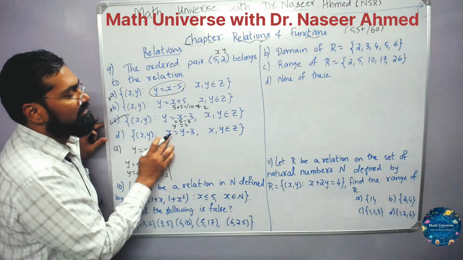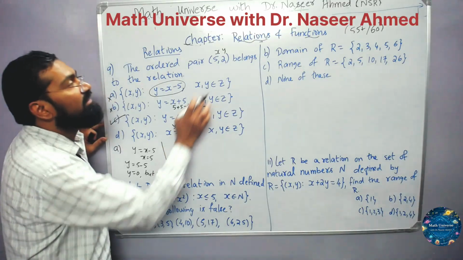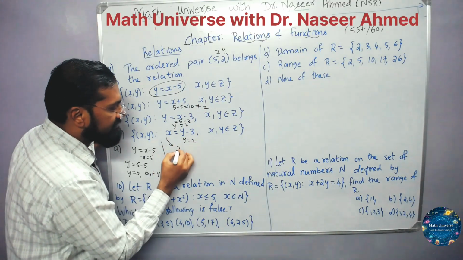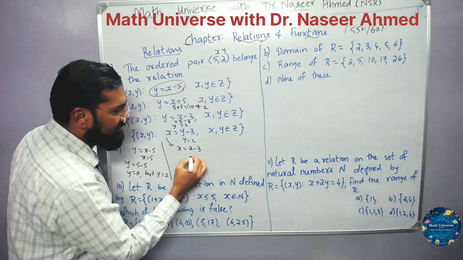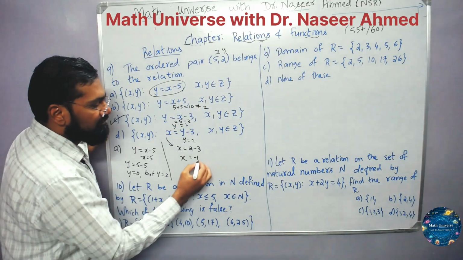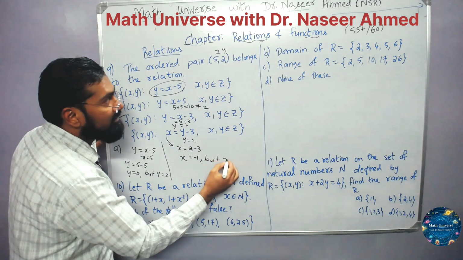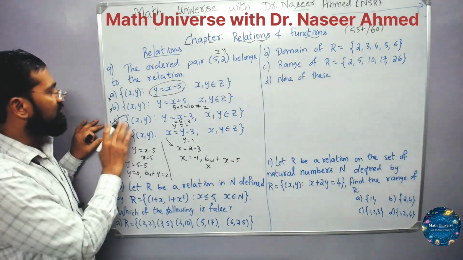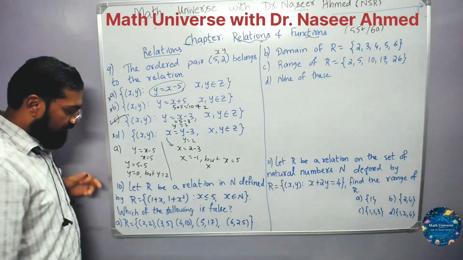x is equal to y minus 3. The y value is 2. Put y equal to 2. Then x is equal to 2 minus 3, which is minus 1. But the x value is given as 5, therefore this is rejected. So option D is also rejected. Only option C is correct. Moving on to question number 10.